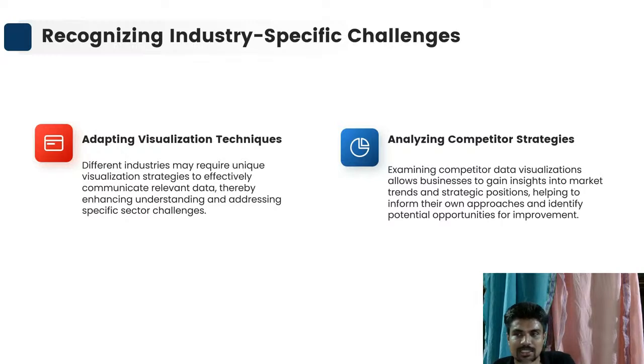The second one is analyzing competitor strategies. So what we are doing here is examining the competitor data visualization. It allows businesses to gain insights into the market trends and strategic position, helping to inform their own approaches and identify potential opportunities for improvement. If you check your competitors' DV project, you will get more insight. This particular chart I have used as an example.